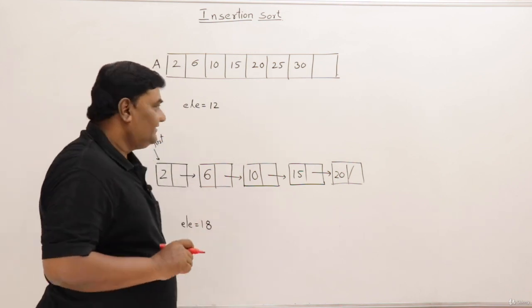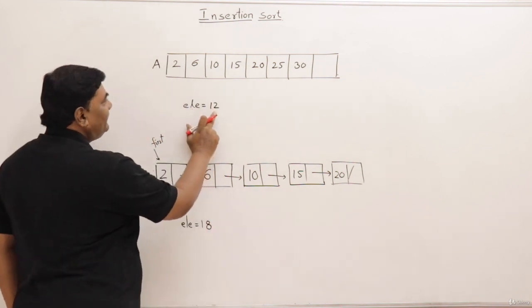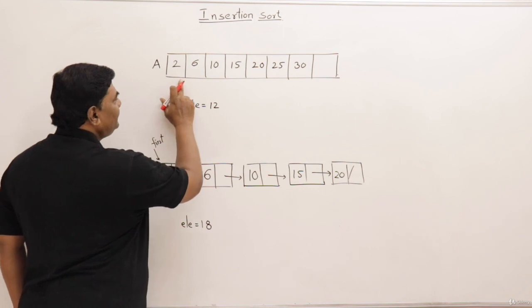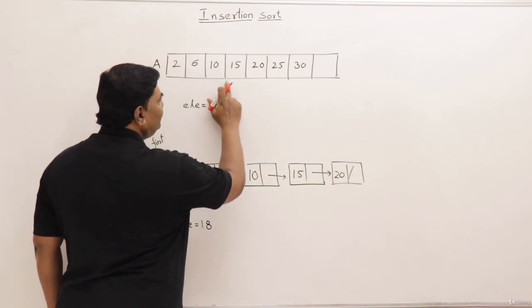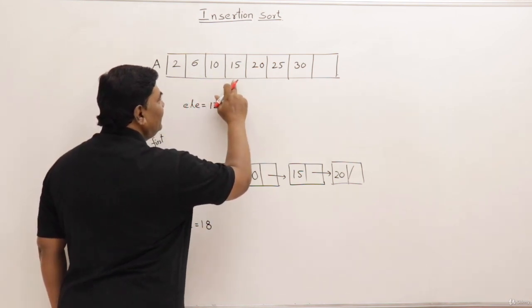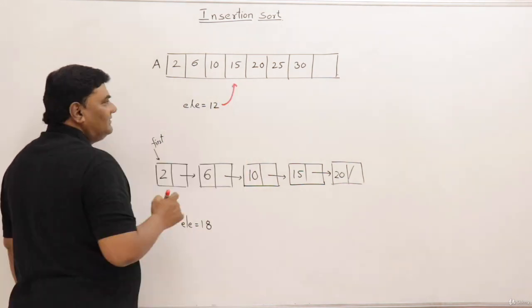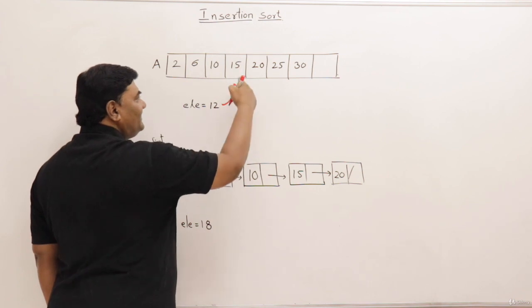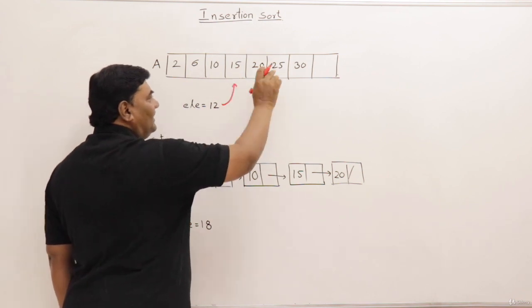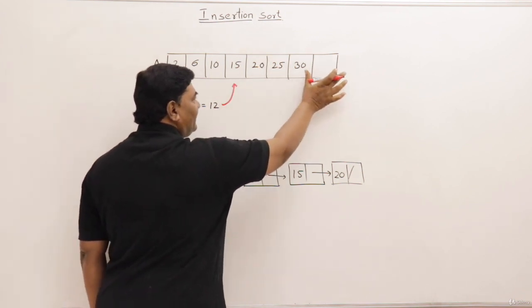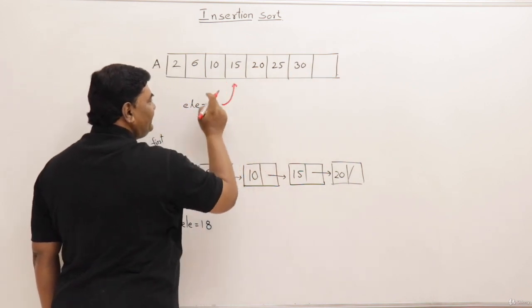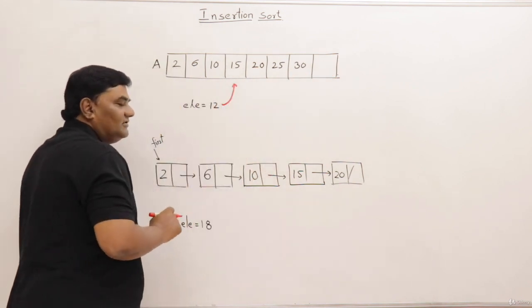Now listen carefully. Where should this 12 come? After 2, after 6, after 10, before 15. It should come here. Then insert 12 here. For inserting 12 here, what I have to do? I have to shift all these elements to the right-hand side, make a free space here, then insert 12.